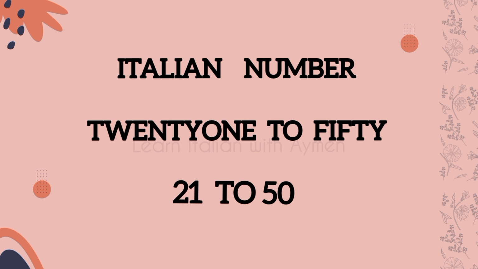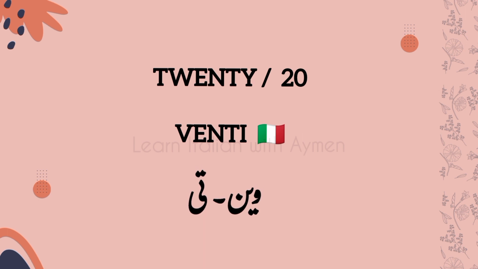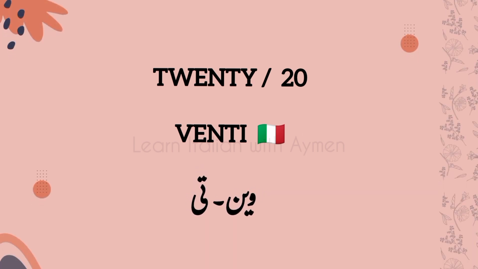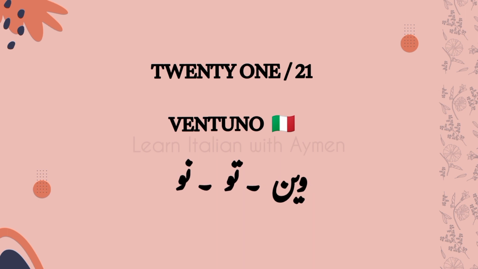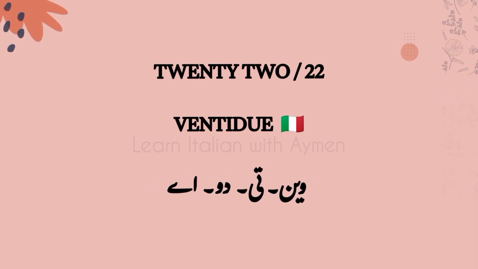Let's start today's video from 20. 20 in Italian is called venti. After 20, most of the words are similar, so don't worry, it's easy to learn. 21, ventuno. 22, ventidue.